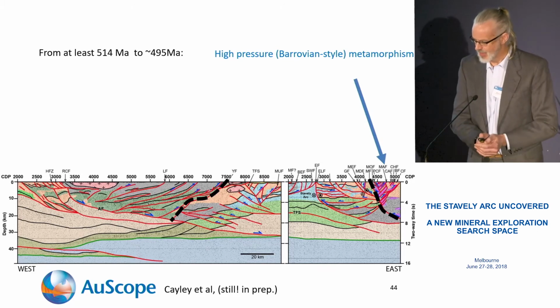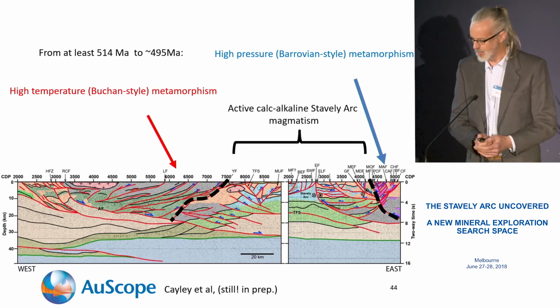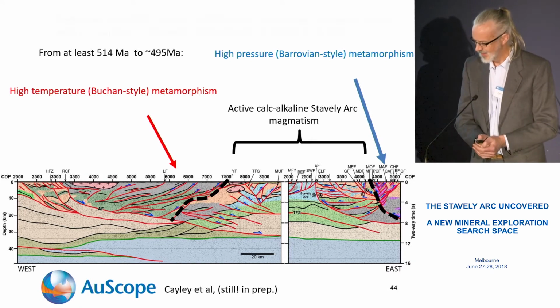So basically we've got high pressure Barovian-style metamorphism to the east. We've got high temperature Buchan-style metamorphism to the west. And in between we've got an active calc-alkaline Stavely Arc.